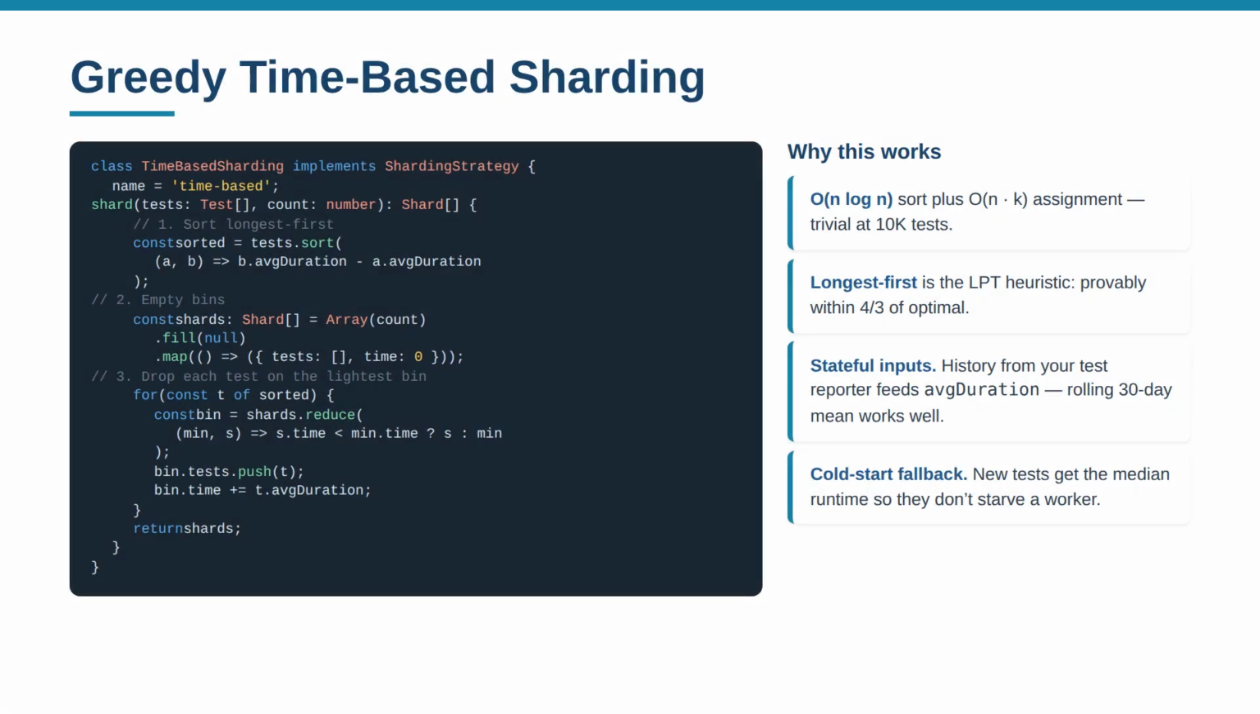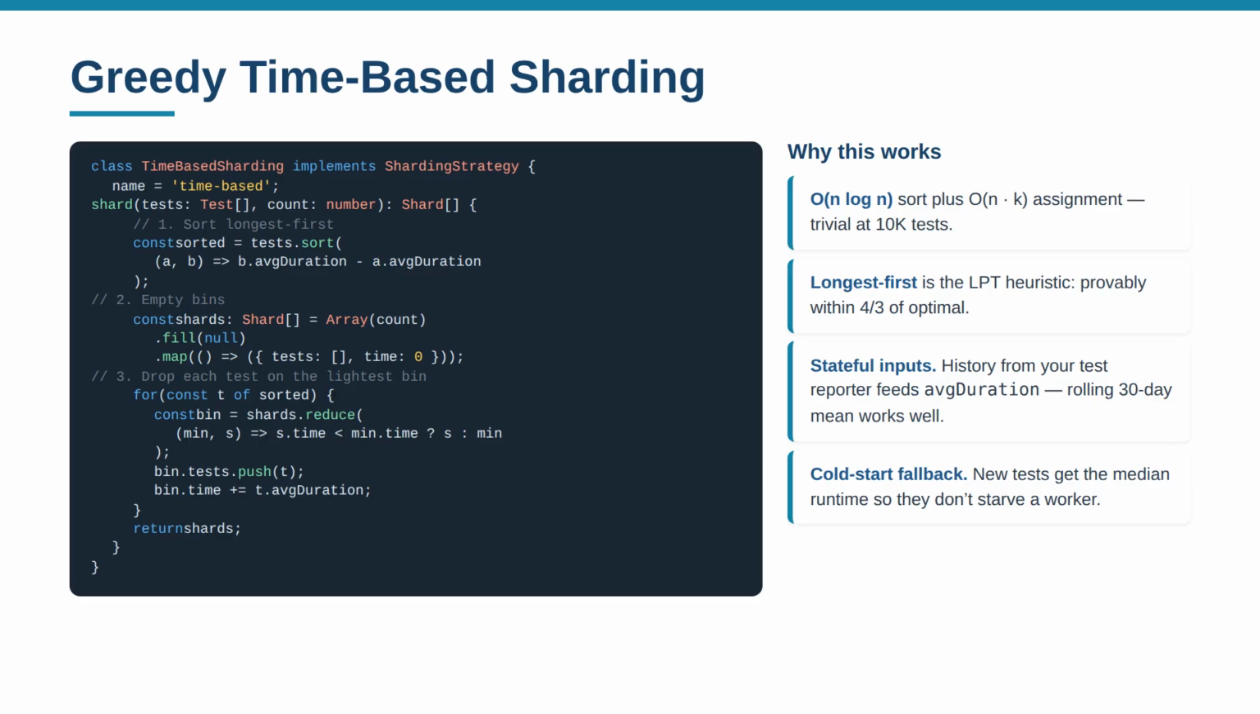Here's the concrete implementation of time-based sharding. The algorithm is 3 steps. Sort tests by average duration descending, longest first. Create an array of empty bins, 1 per worker. Then for each test, find the bin with the lowest current total and assign the test to it.